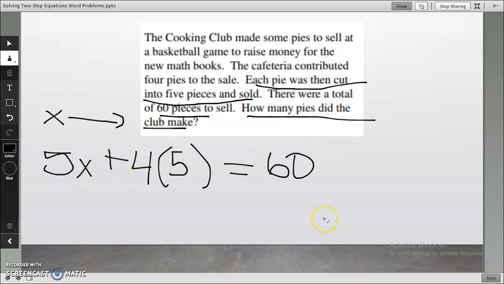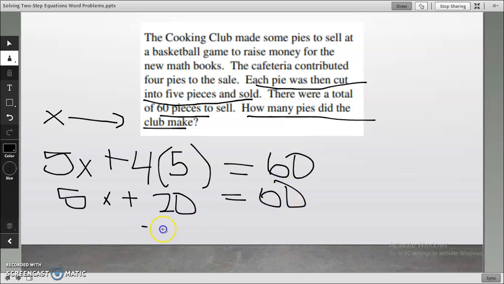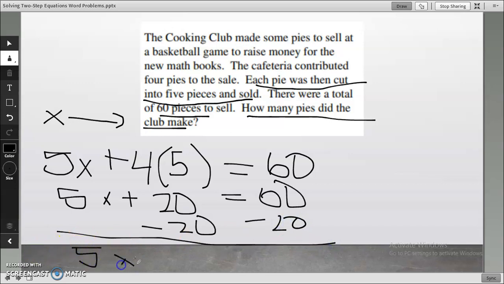So now I can solve this. I get 5X plus 4 times 5 is 20 equals 60. So subtract 20 from both sides according to my order of operations, of course, and I get 5X equals 40. Next I'm going to divide by 5 on both sides, and I get X equals 8. So what does the 8 represent? 8 represents how many pies the club made. So the club made 8 pies.